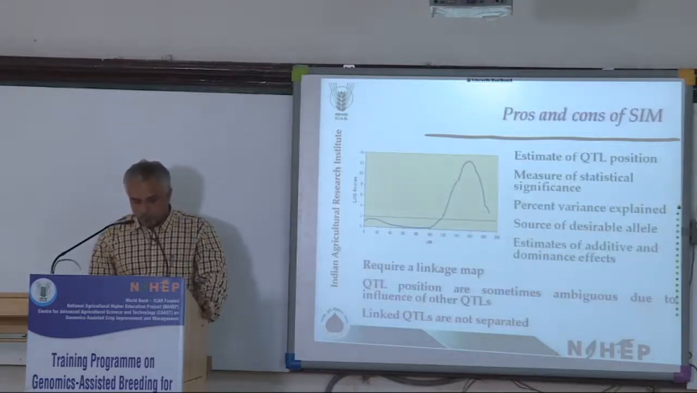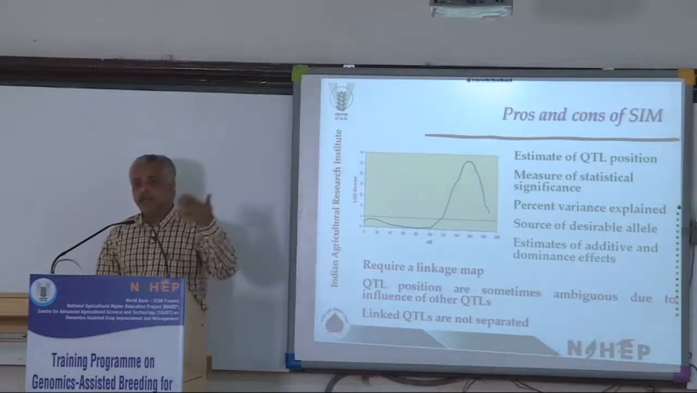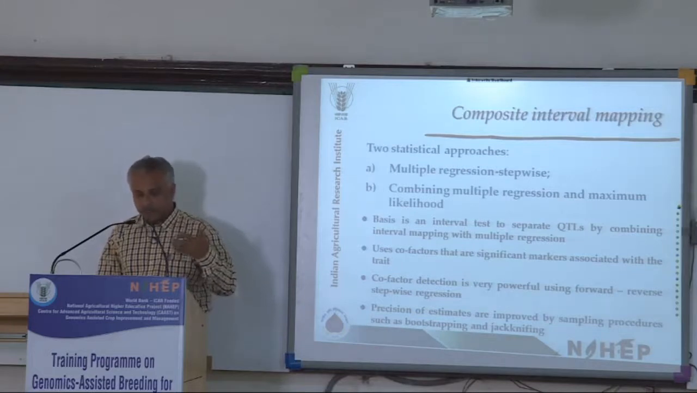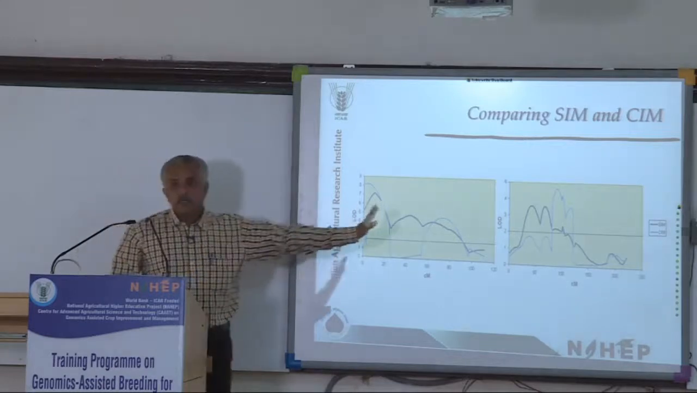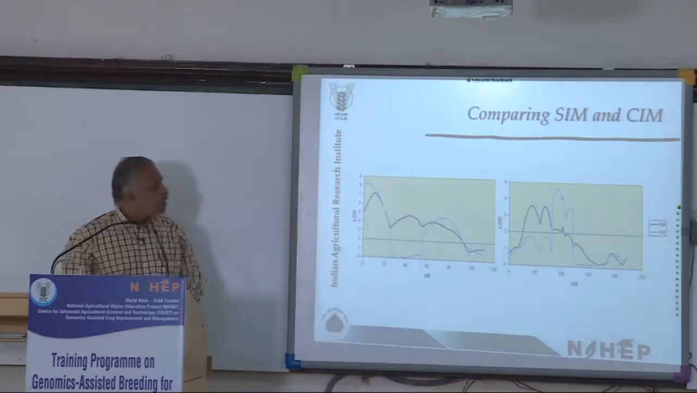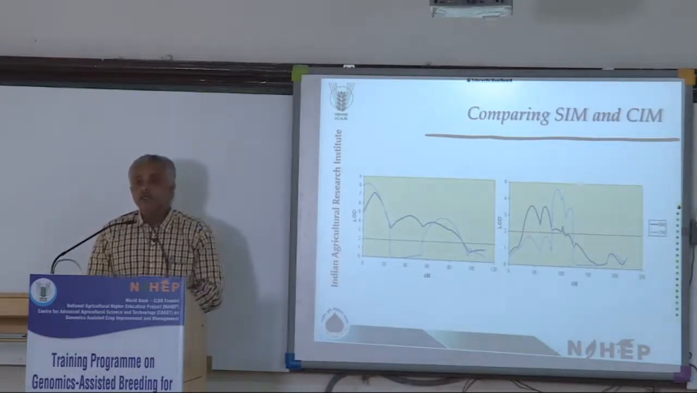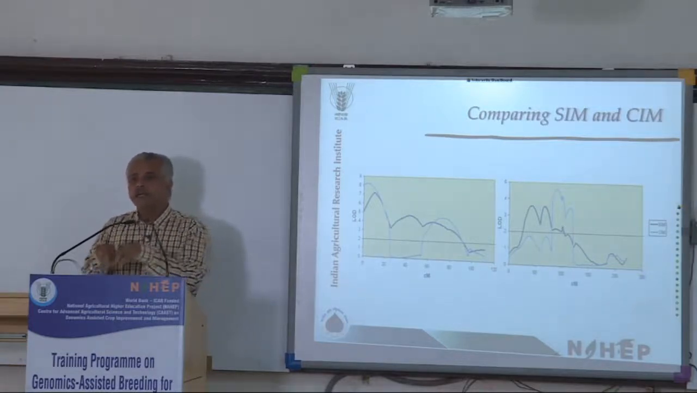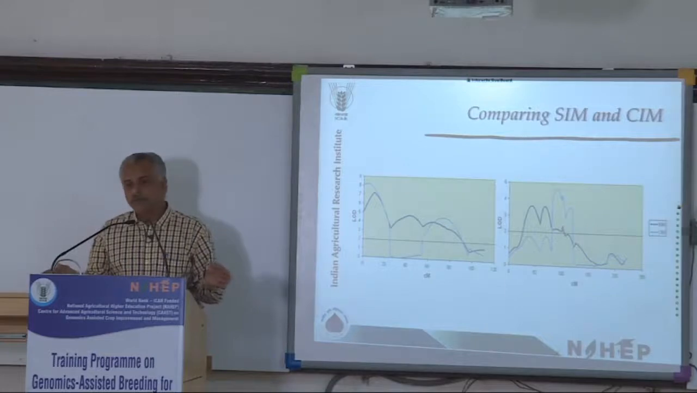The pros and cons of SIM: it is better than the single marker analysis, but it is not as good as composite interval mapping. Then composite interval mapping, as I said, you have regression analysis and then maximum likelihood, and this is a model estimate. Now comparing the output of simple interval mapping and composite interval mapping, you can see that composite interval mapping precisely identifies the QTLs that are close by, whereas in simple interval mapping they get overlapped.